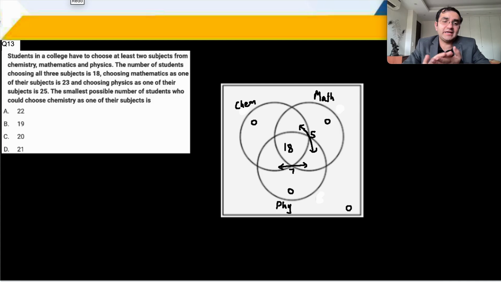Smallest value inside chemistry as one of their subjects. I want to minimize these two values over here, so obviously wherever possible I'll take the smallest possible value, so I'll probably put a 0 over here, right? Smallest value possible is a 0, so let me go with a 0 over here. So this missing region now becomes a 5. And when the sum of these two is 7, out of which 5 is over here, the last value becomes a 2. So chemistry becomes 18 plus 2, 20 is the right answer for this particular question. So it has now turned out to be a fairly straightforward question, but possibly intimidating at first glance.